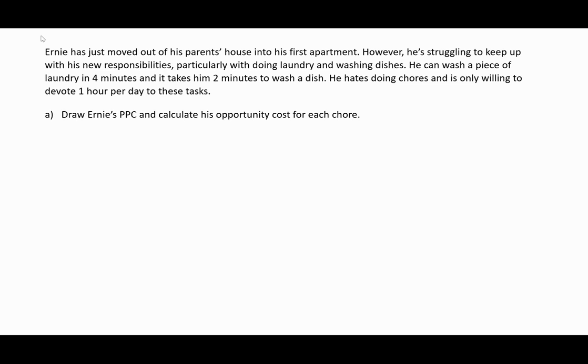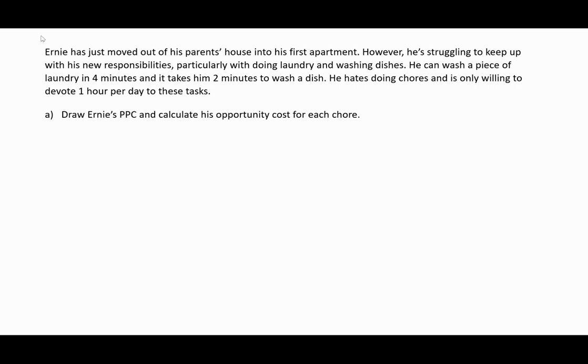Chapter 1, additional question number 2. Ernie has just moved out of his parents' house into his first apartment. However, he's struggling to keep up with his new responsibilities, particularly with doing laundry and washing dishes. He can wash a piece of laundry in 4 minutes, and it takes him 2 minutes to wash a dish. He hates doing chores and is only willing to devote 1 hour per day to these tasks.